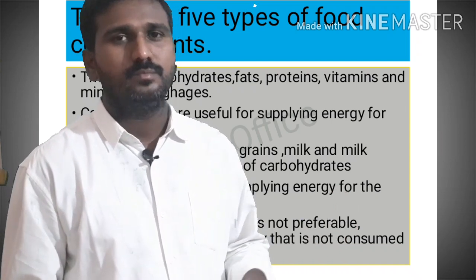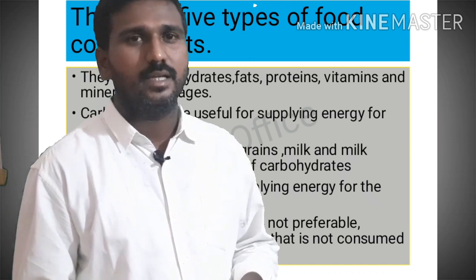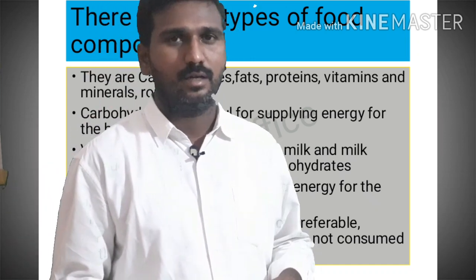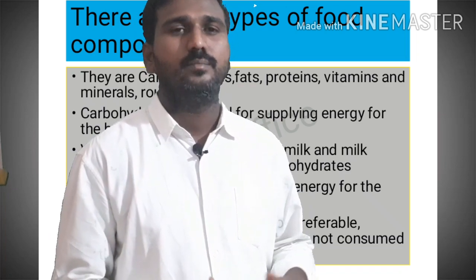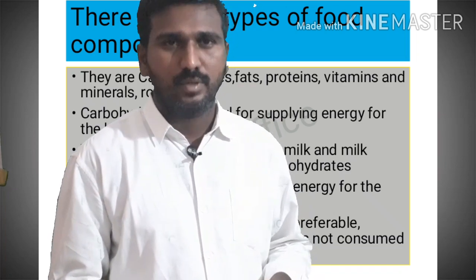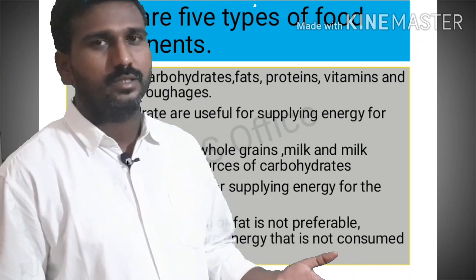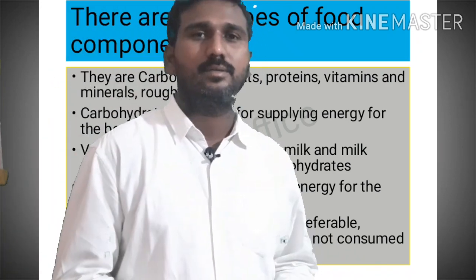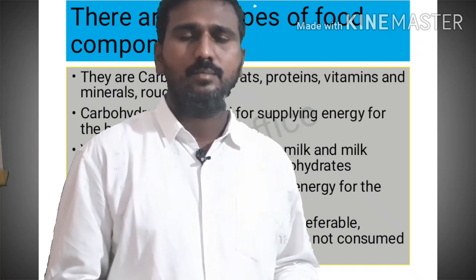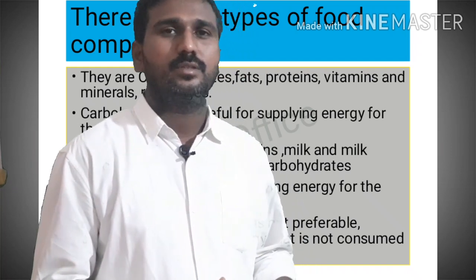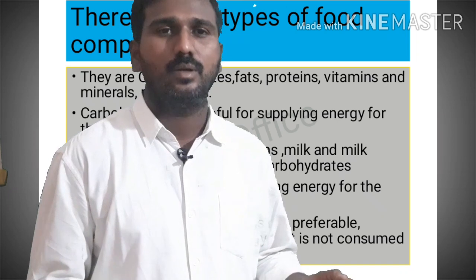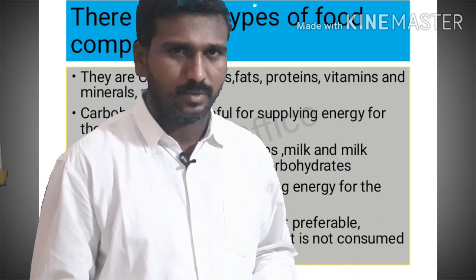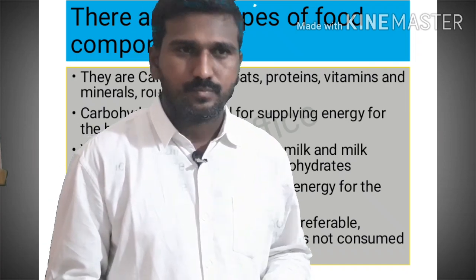For example, take milk. Milk is considered a very rich source of a complete diet, or a very rich source of all the food components. So the milk is a source of carbohydrates, proteins, fats. So by this example we can say a food item is not only the source of one food component, but it is a combination of more than one food component.